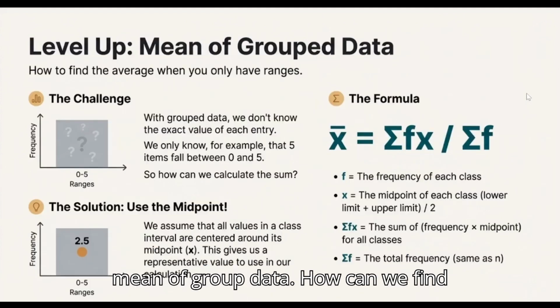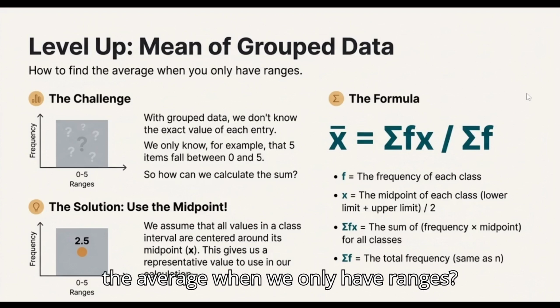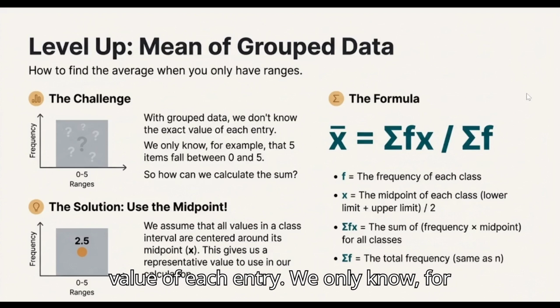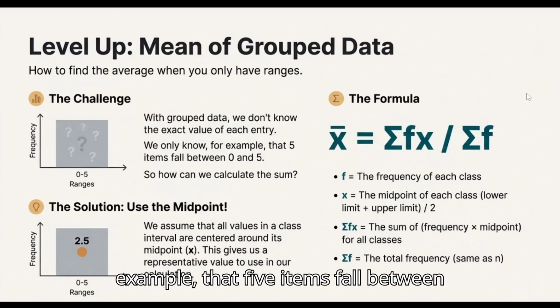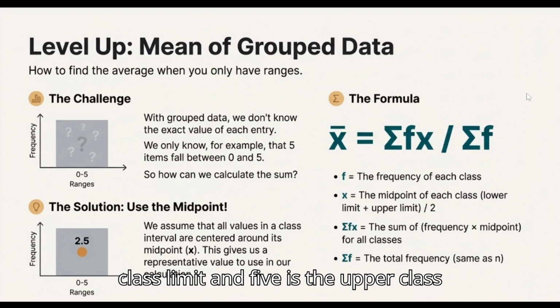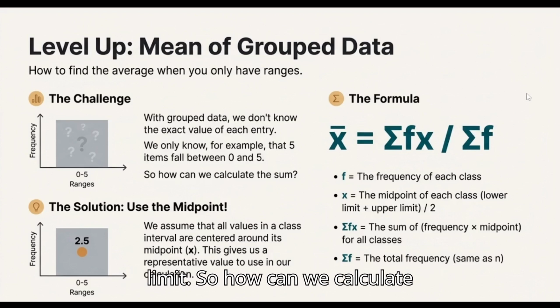The mean of group data. How can we find the average when we only have ranges? With group data, you don't know the exact value of each entry. We only know, for example, that 5 items fall between 0 and 5, where 0 is the lower class limit and 5 is the upper class limit. So how can we calculate the sum?